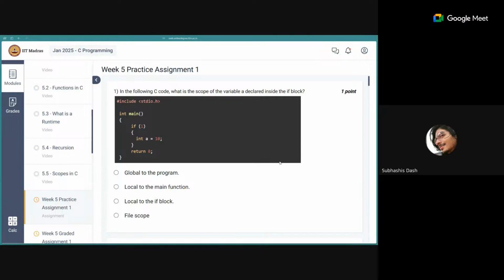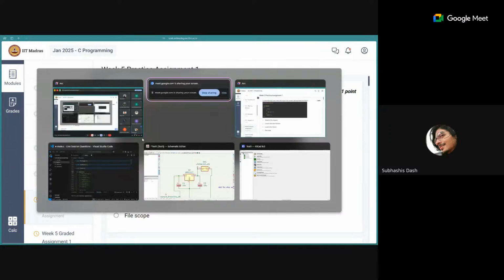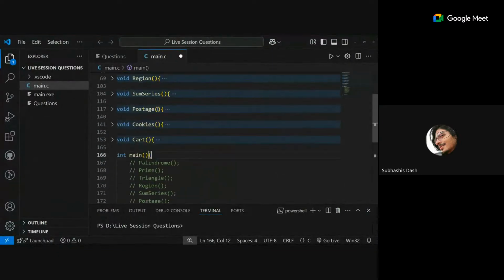Am I audible? And is my screen visible? Yes, sir. Okay. So first of all, can anyone tell me what will happen if I, let's say, print a outside of this if block? Let's just take it over here and do it.